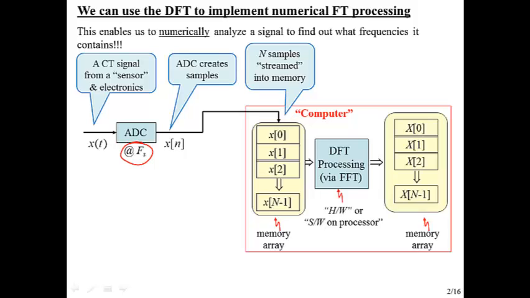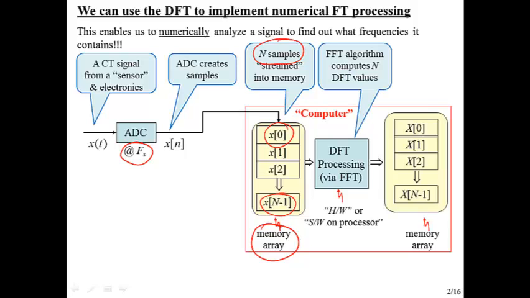Those samples get streamed into some sort of memory array. There's no real constraint as to what kind of memory it could be, although there may be other constraints that say it needs to be some sort of fast RAM or something. Somehow we need to get it stored inside our computer, and for our purposes we just say they're stuck into some memory locations, and there they are. And so we've got n samples, from 0 to n minus 1.